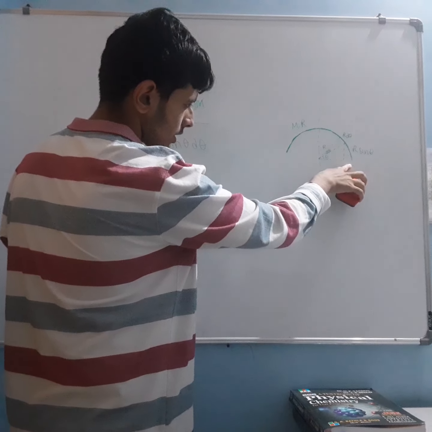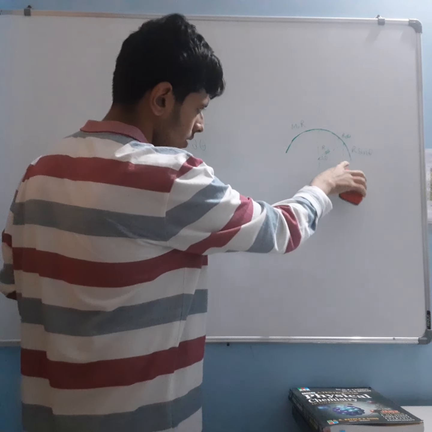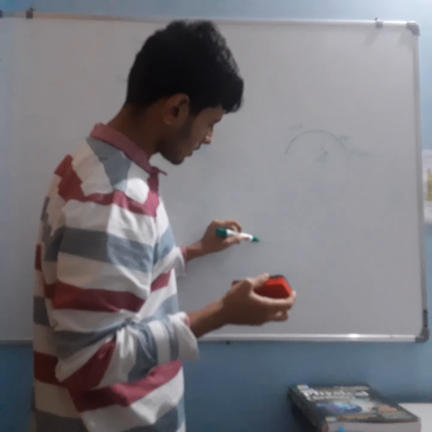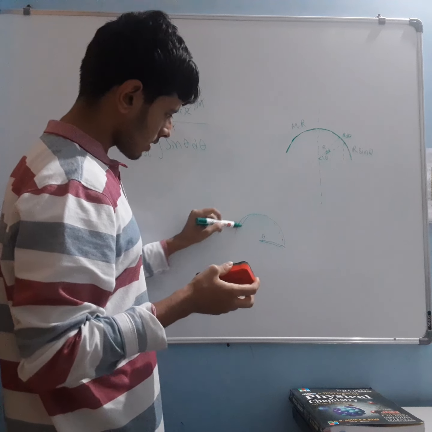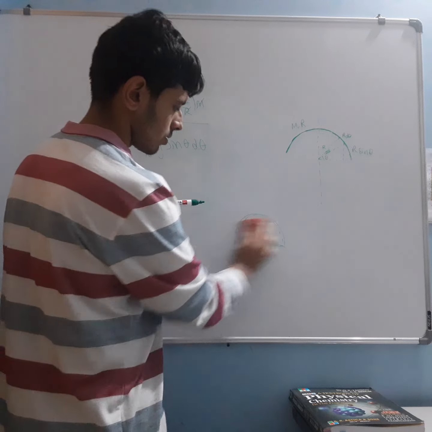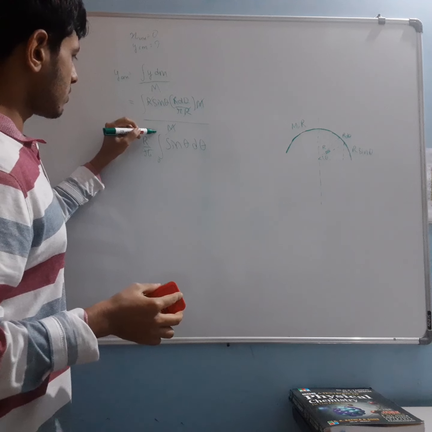Since we have to cover the entire length of the semicircular ring, theta ranges from 0 degrees over here, and it goes all the way till here where it becomes 180 degrees, which is pi radians. So we have from 0 to pi.